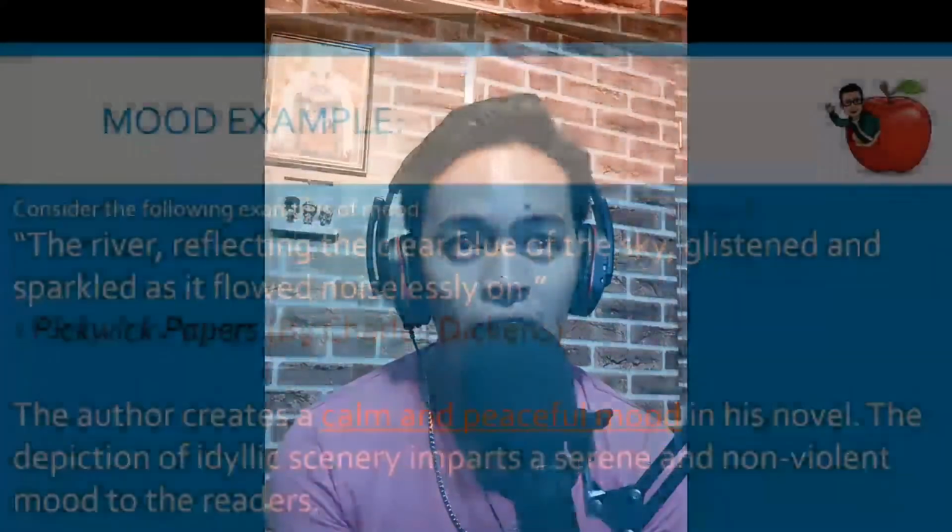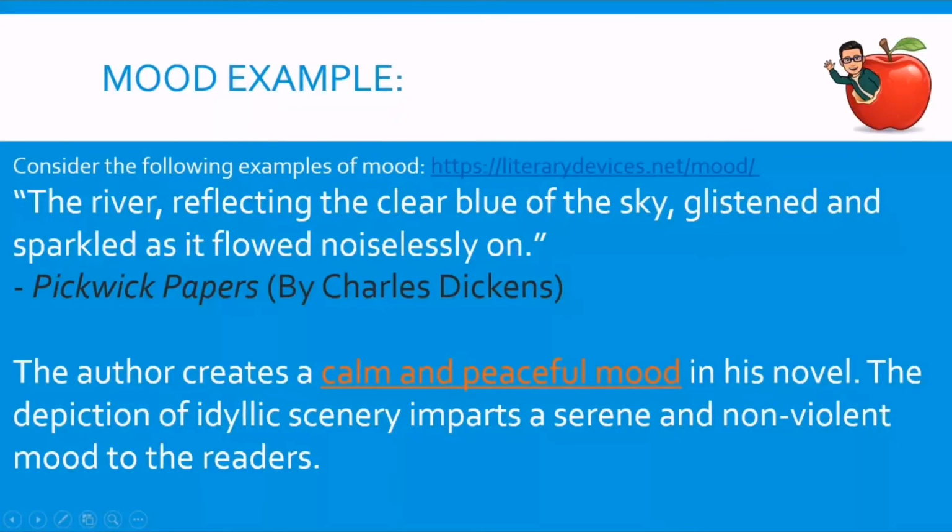Okay. So, example sa mood. We have here example. The river reflecting the clear blue of the sky glistened and sparkled as it flows noiselessly on. That is from Pickwick Papers by Charles Dickens. It is a novel. So there, based sa statement, tanawan, ang mga gamit na words, we have clear blue sky.